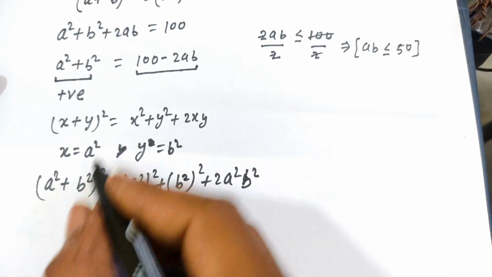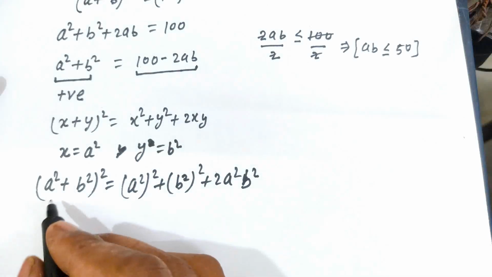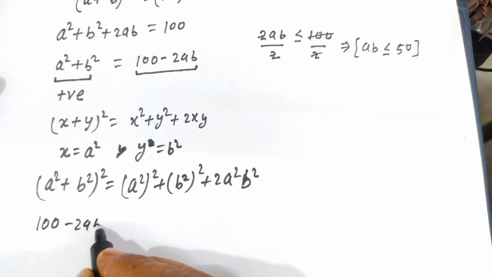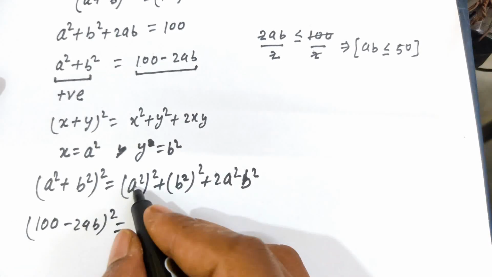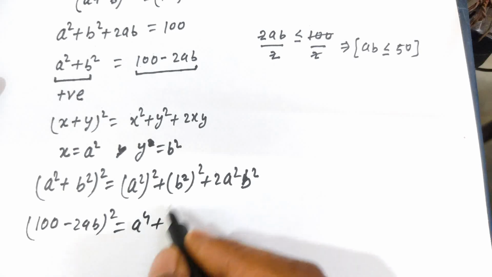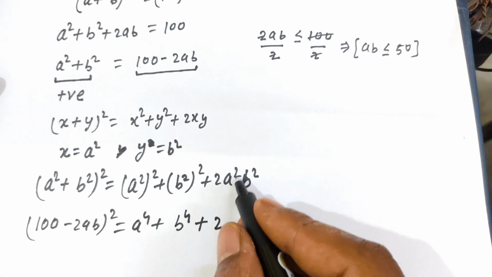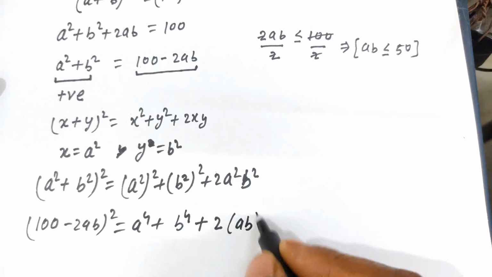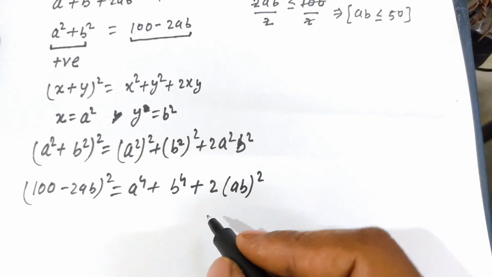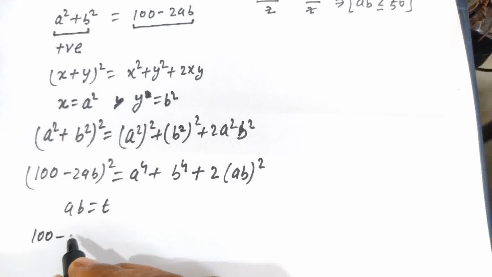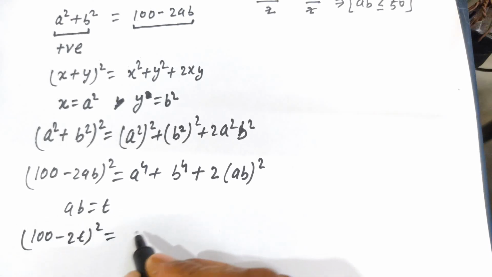Then a square plus b square is 100 minus 2 times ab, so (100 minus 2 times ab) bracket power 2 is equals to a power 4 plus b power 4 plus 2 times a power 2 b power 2, which is the same as (a times b) bracket power 2. Now if we put a times b equals to t, then in the left hand side (100 minus 2 times t) bracket power 2 is equals to a power 4 plus b power 4. We know that the value of a power 4 plus b power 4 is 1552.